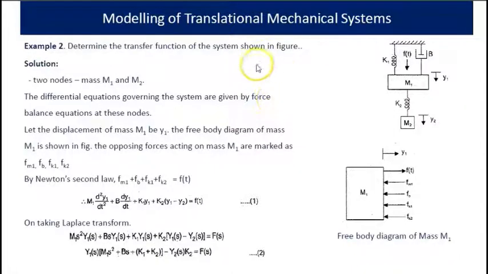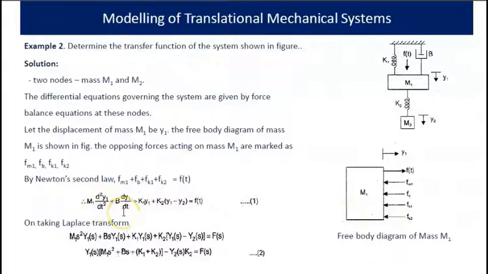Second example, find the transfer function of the system shown. Here there are two masses, so two nodes M1 and M2. Displacements are Y1 and Y2. Force is applied at the first node. So draw the free body diagram. Force is applied at this particular node. All other forces are acting on the opposite side.